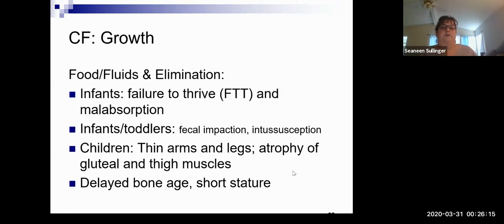So a lot of times with infants, you'll also see failure to thrive due to the malabsorption. You can see fecal impaction and intussusception. We're going to talk about intussusception this week. Thin arms and legs, muscle wasting, perhaps short stature. And that's why we're checking the growth hormone as well.